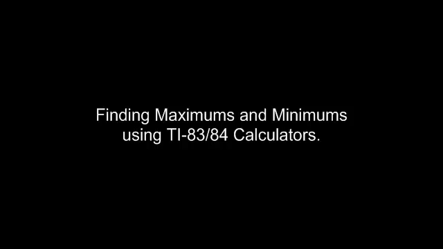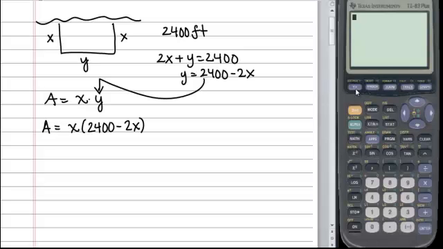So the purpose of this video is that I am going to use the TI-83/84 calculator in order to find maximums and minimums. So the first piece that I'm going to do is use a pretty standard optimization problem. You have a rectangular region with a certain amount of fencing.